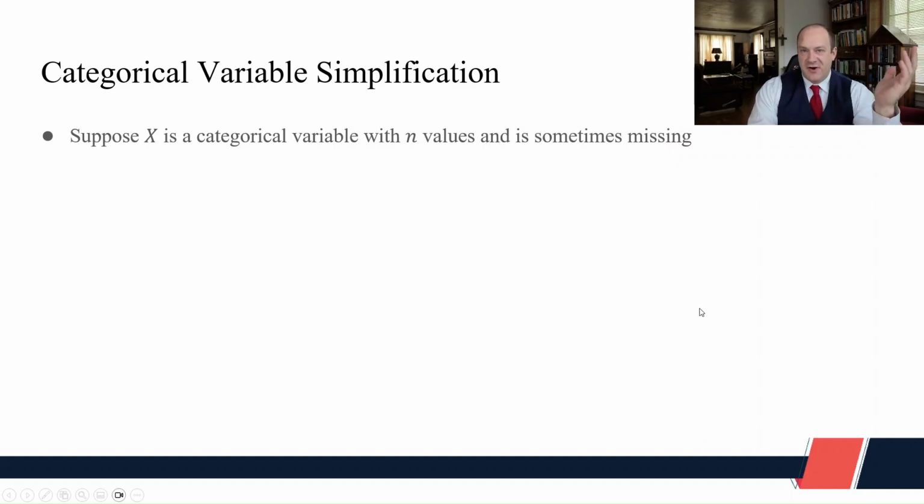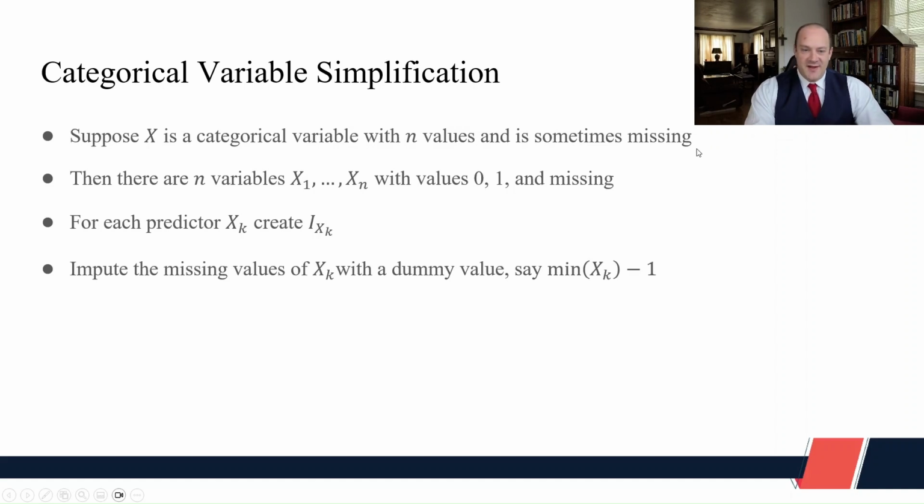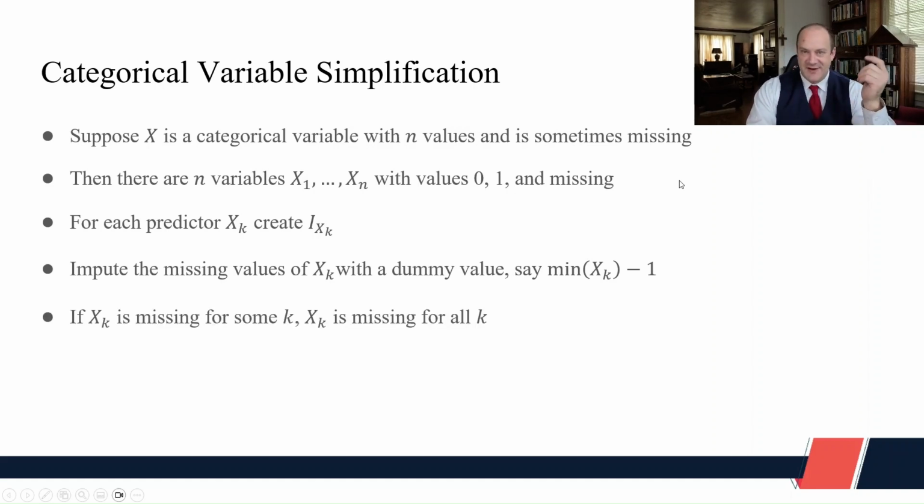Now you make the same argument with a categorical variable that takes n values. And what that means is if it takes n values and sometimes missing, what that means really is that there are n binary variables, x1 through xn, which take values 0, 1, and missing. So again, you go through the same process. You go, all right, well, let's create the indicators for where they're missing. Let's impute the missing values of x with a dummy value, say, the minimum -1. So in that case, just -1.